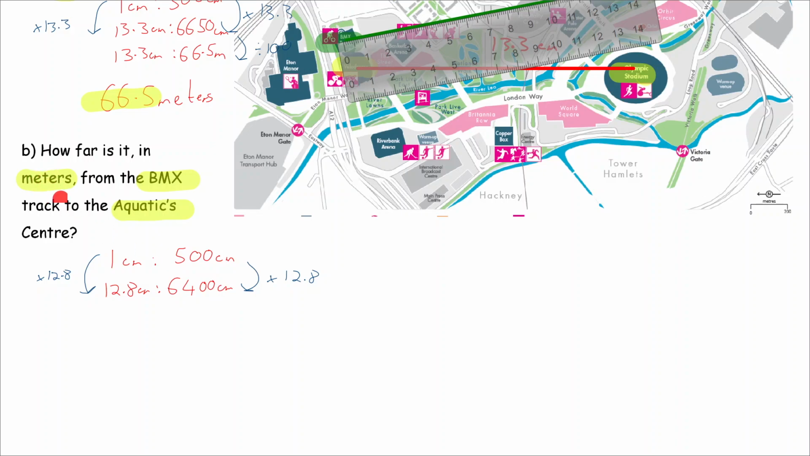But again, you've got the distance in real life in centimeters. You want it to be in meters, and to get from centimeters to meters, you've got to divide this number by 100, because 100 centimeters is 1 meter. If you divide 6,400 by 100, you're knocking off 2 zeros. So it's going to be 64 meters. The answer is 64 meters. So it's a little bit of a shorter distance than in the previous question. But that is your answer, 64 meters.